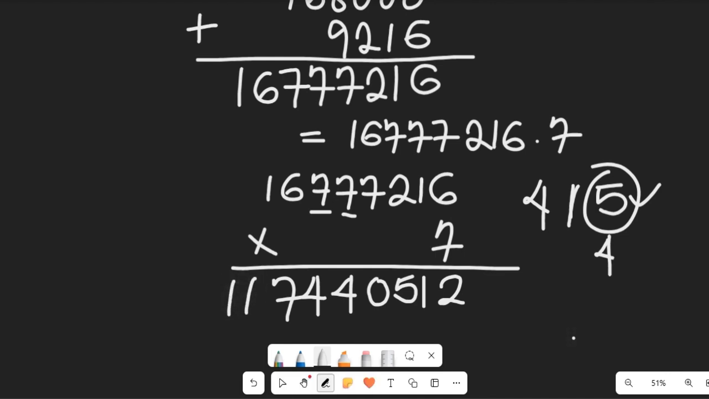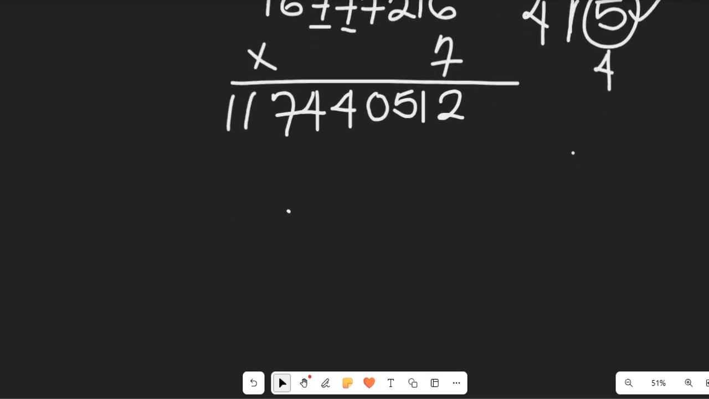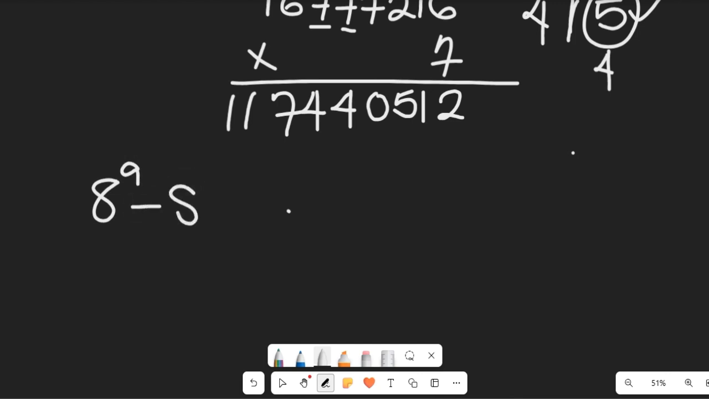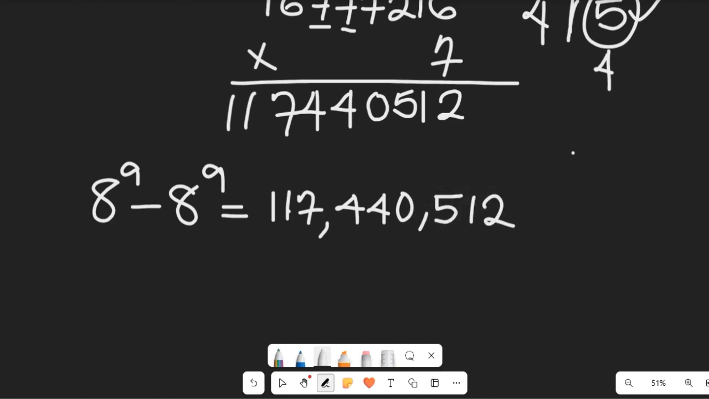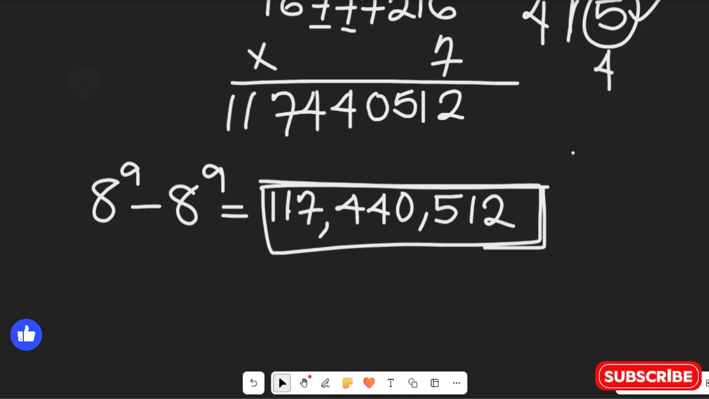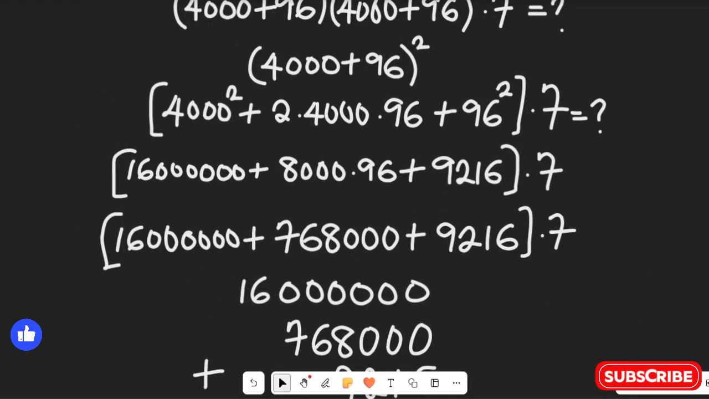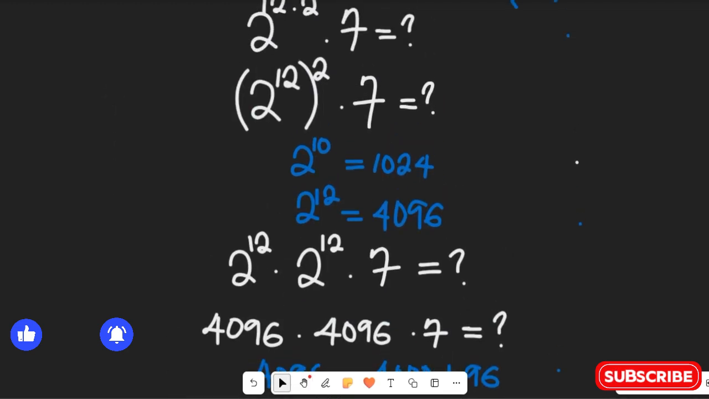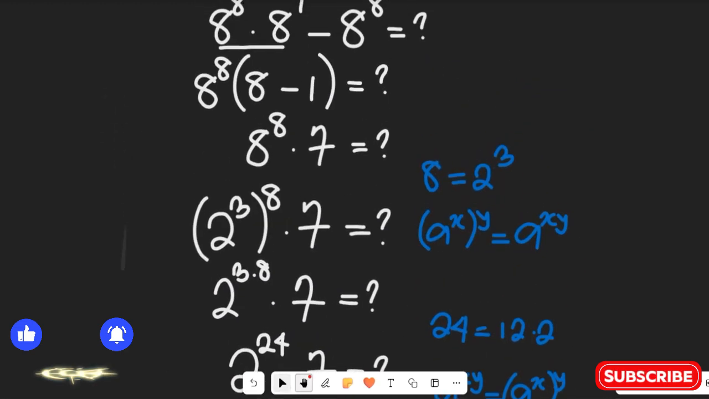So the solution to that expression given to us up there, 8 to the power of 9 subtracting 8 to the power of 8, will be equal to 117,440,512. And this is the solution without the use of a calculator to that expression given to us up there. So you see, very easy. Without the use of a calculator, we can simplify that Harvard interview exam question.